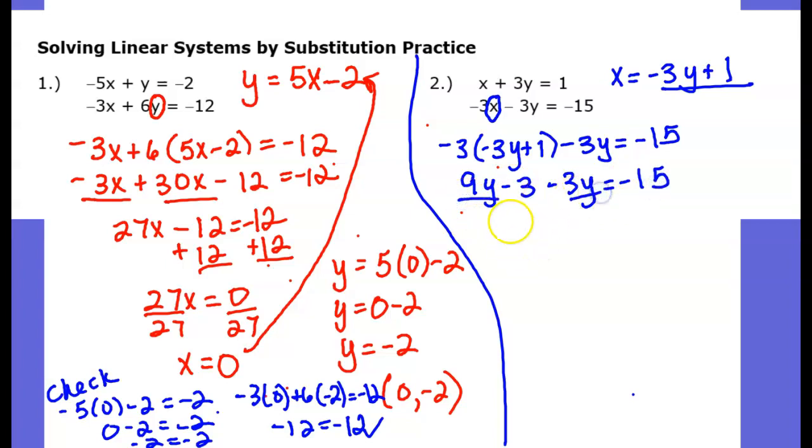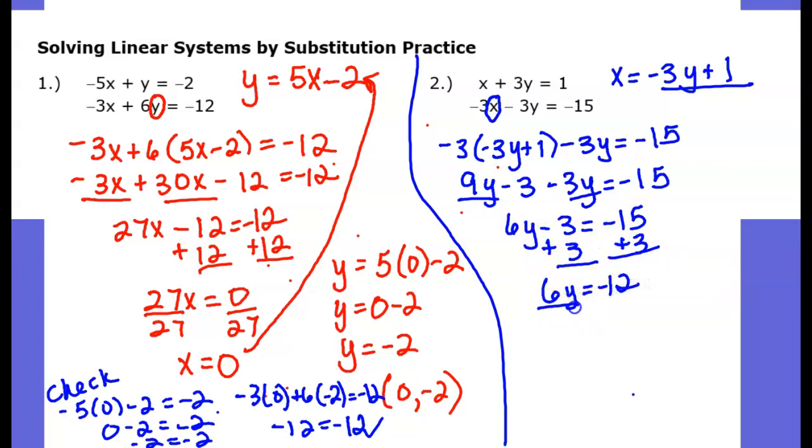I'll combine my like terms. 6y minus 3 is equal to negative 15. And then I'm going to add my 3 to both sides. Okay, I'm going to get 6y is equal to negative 12. All right, divide by 6. My y is equal to negative 2.